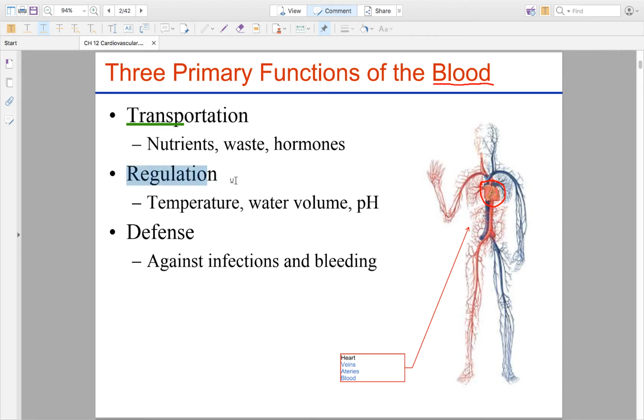Blood also is responsible for regulation: regulating your body temperature, regulating your water volume, and regulating your blood pH. And of course, defense. We have white blood cells that defend our body, and we, of course, have platelets that stop us from bleeding out if we receive an injury.